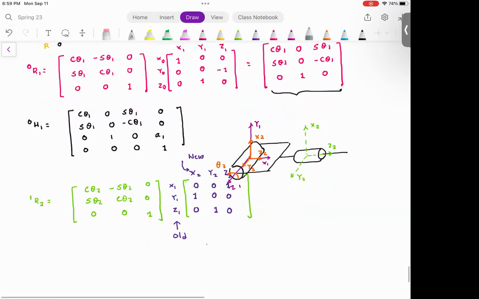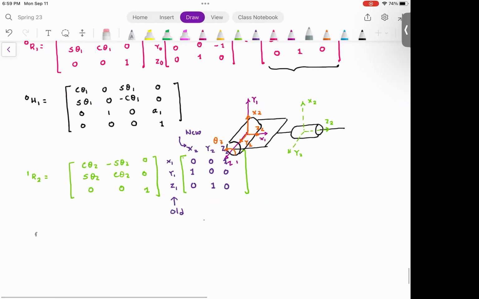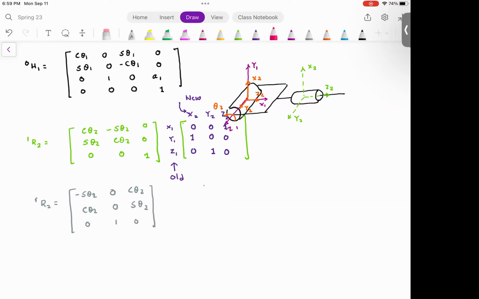So what you can do, 1R2, first row, first column, sine theta 2, first row, second column, first row, third column, second row, first column, second row, second column, 0, 1, 0. And now understand, we have translated the frame.